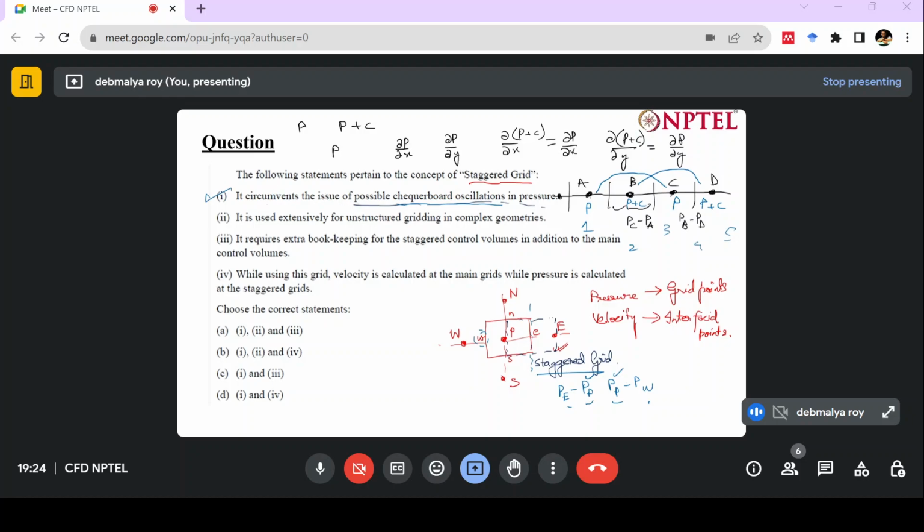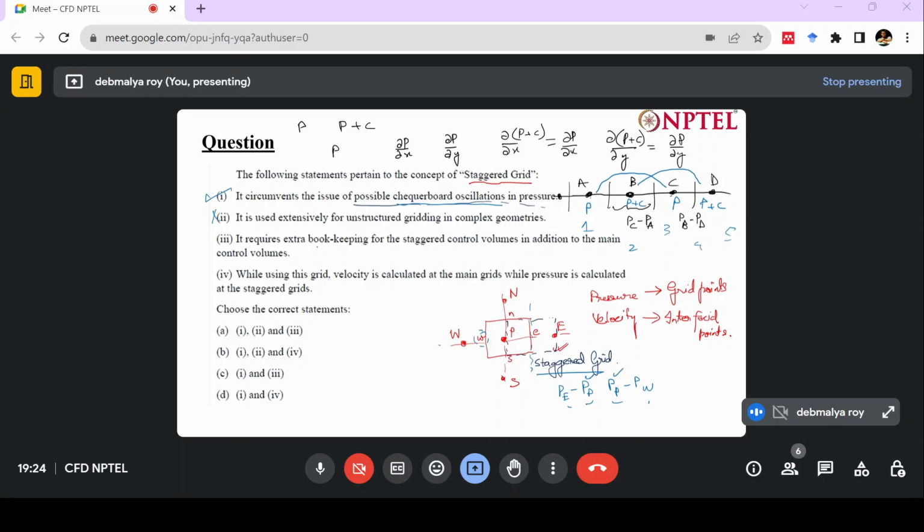It circumvents the issue of possible checkerboard oscillations in pressure. It is extensively used for unstructured grids in complex geometries. Now, this is not really about complex geometries. This is simply a numerical procedure that we are doing, even in simpler geometries. So this is not something that is helpful in complex geometries only. So this statement is not really true. It is used for all cases where we are solving pressure and velocity simultaneously.